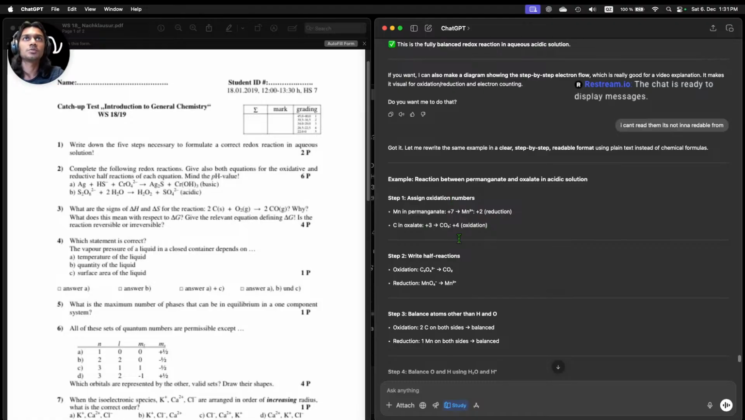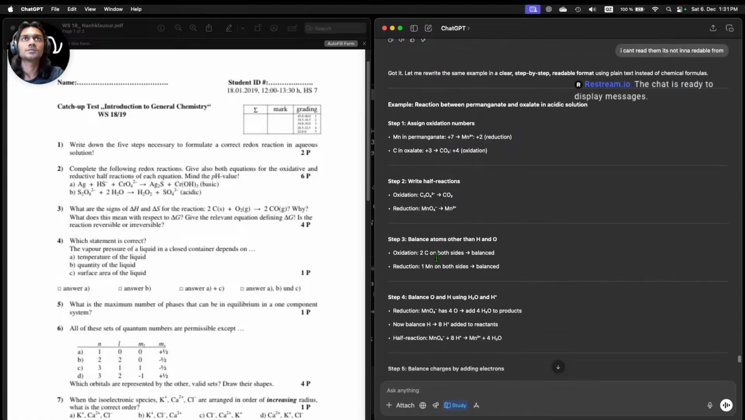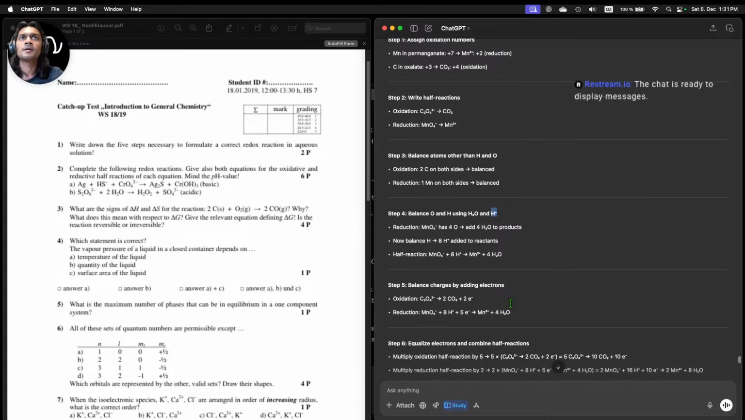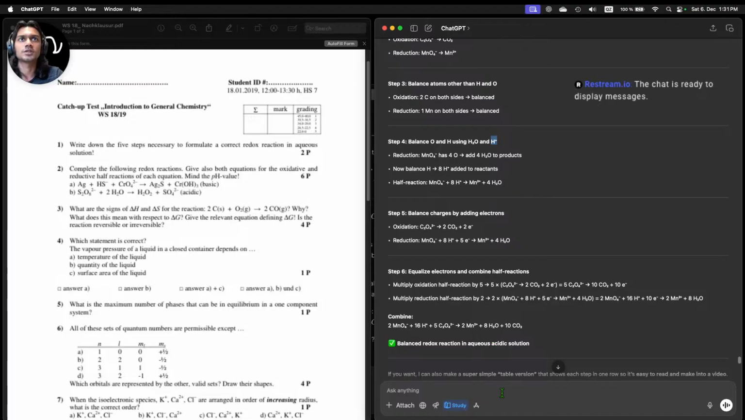Assign the oxidation numbers. Write the half reactions. Balance atoms other than H and O. Balance O and H using H2O or H plus. Instead of H plus, I think it's OH minus for basic condition. Balance charges by adding electrons, equalize electrons, and combine half reactions. Again, you made this 6 steps. I need it in 5 steps.